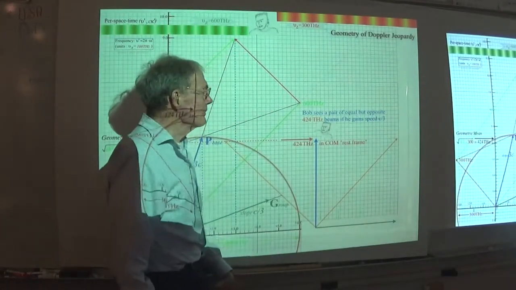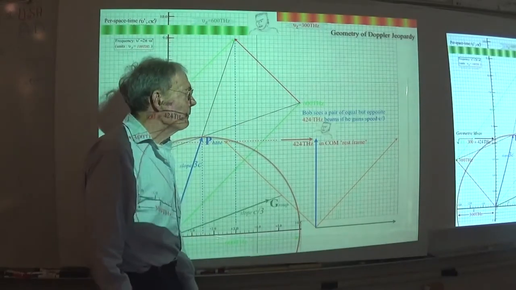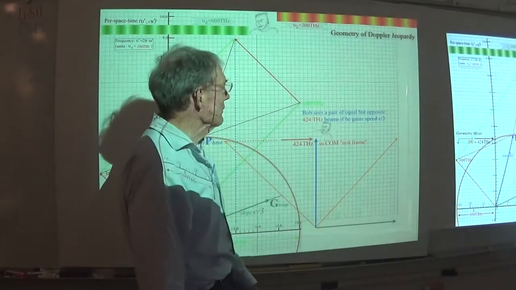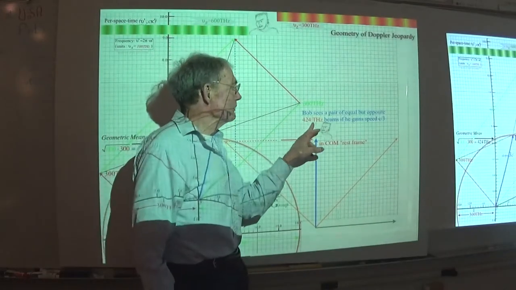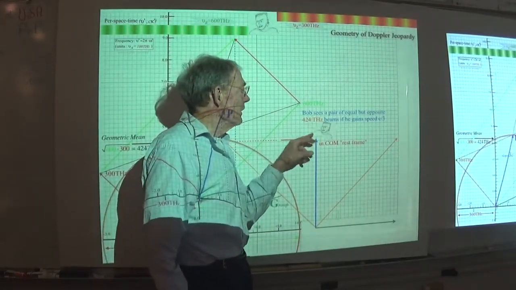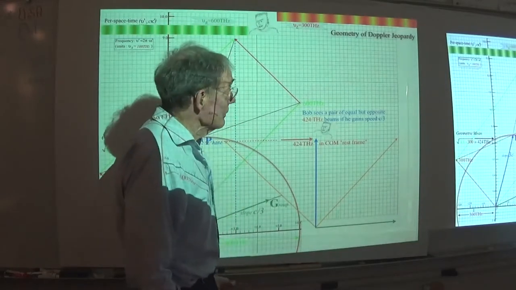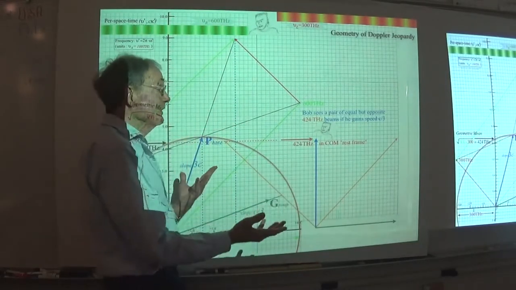How much would that cost? A billion trillion dollars to get that much energy, but let's not worry about cost here. There's your 424 terahertz that he now sees in both directions.